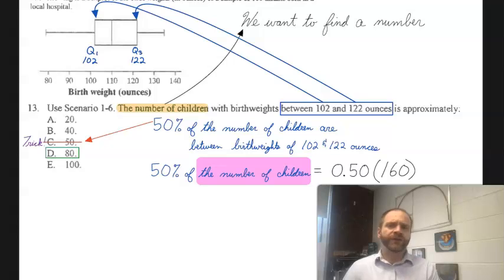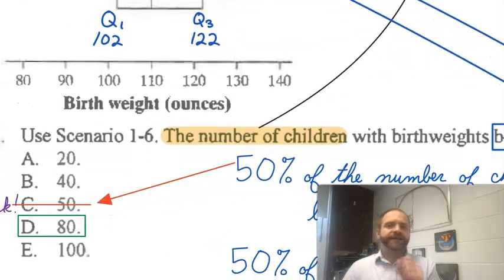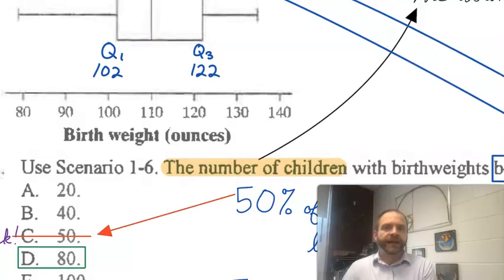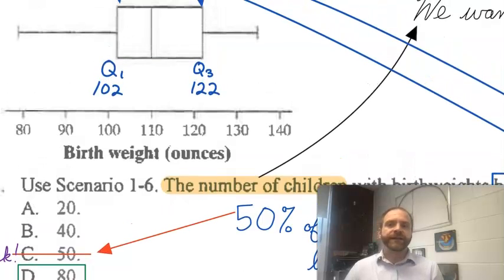There we go. But I do want to talk about another option here. Option A says 20. Now, why is A a trick answer? If we look at the graph here, we can see that we have 102 and 122 for Q1 and Q3 respectively. 20 is the interquartile range, 122 minus 102, Q3 minus Q1.